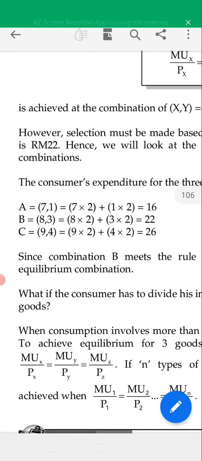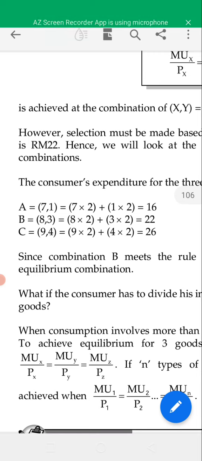So for example, here you have A, so let us do that and see which one will be equal to 22. The one which will be equal to 22 is the one that you're going to get as your maximizing bundle. Remember, A is 7, 1, meaning 7x and 1y. 7 times 2 is simply the price of x times the quantity of x. The price of x is 2, whereas the quantity is 7. So we're doing 7 times 2.